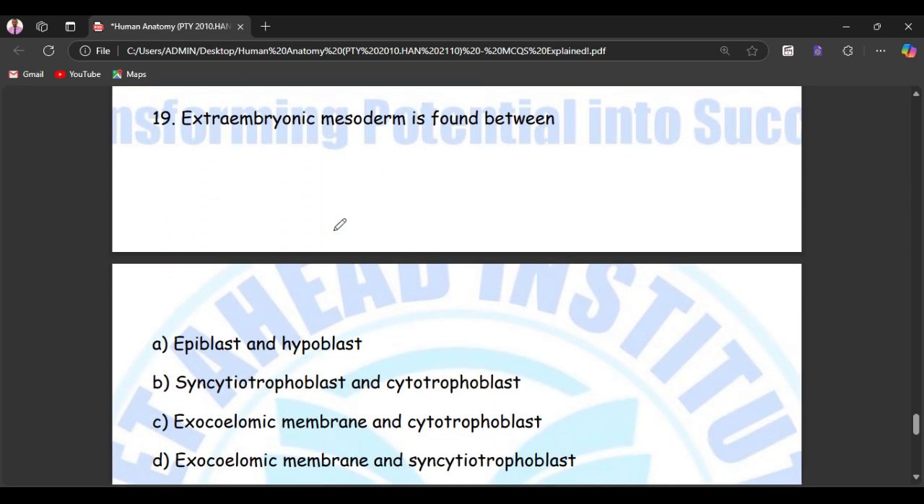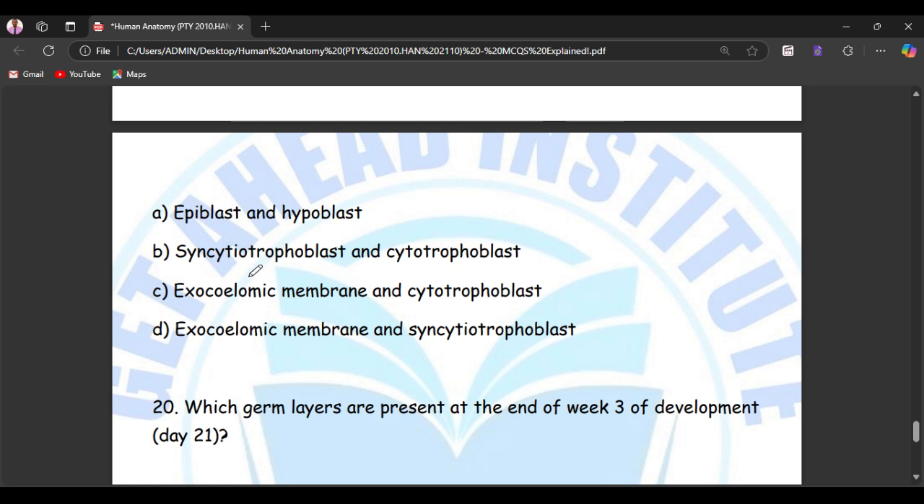We go to question number 19. Question number 19 says extra embryonic mesoderm is found between A, you have epiblast and hypoblast, B, syncytial trophoblast and cytotrophoblast, C, you have exocoelomic membrane and cytotrophoblast, D, you have exocoelomic membrane and syncytial trophoblast. So our answer here is going to be C.